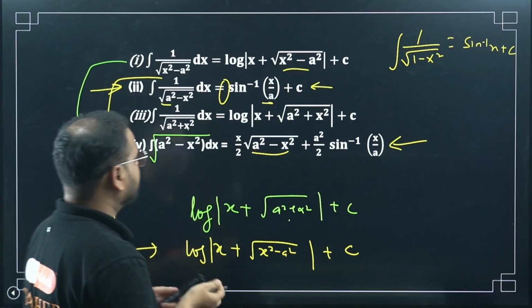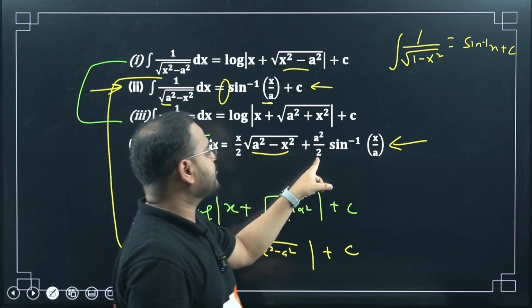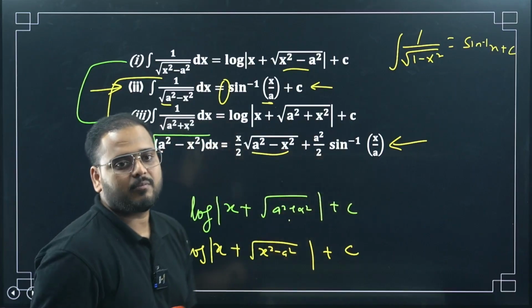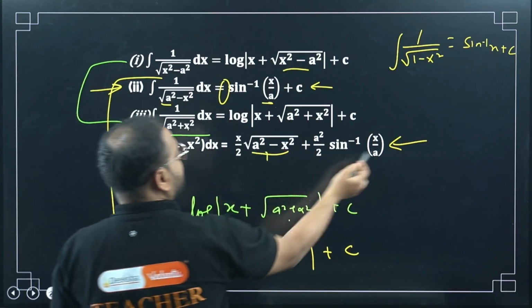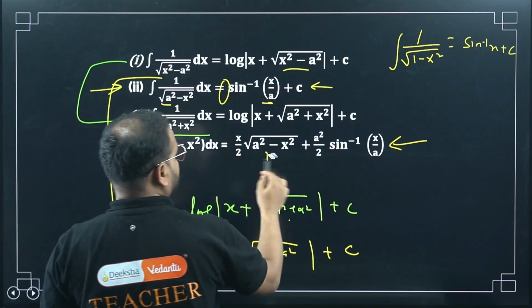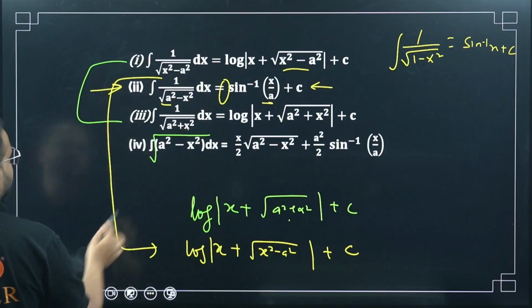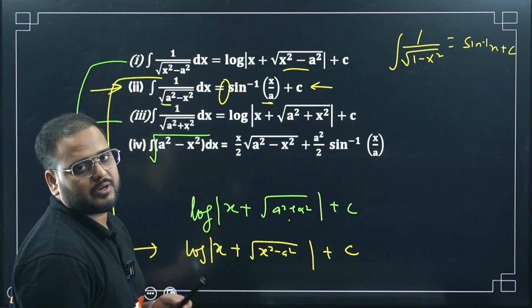Same formula we use: x by 2 root of a square minus x square, plus a square by 2 sine inverse of x by a. This is the formula that we use right now. Okay, we have used this formula. So there is a root over here. Just mention this. Root of a square minus x square. Okay, chaliye.